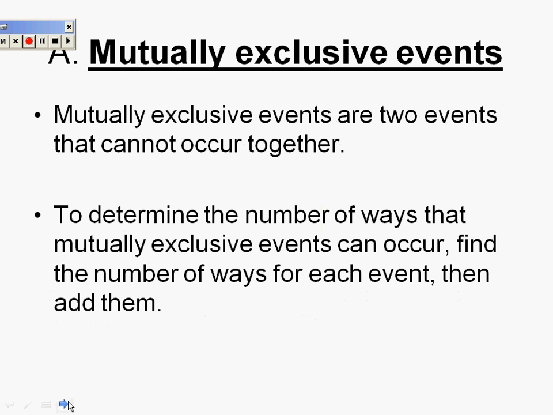You guys have this written down in the notes I printed out for you. Mutually exclusive events are 2 events that cannot occur together. That was like in the last example I gave you. She could not take both an art and a language class. She had to take 1 or the other. And then to determine the number of ways that mutually exclusive events can occur, find the number of ways for each event and then add them. And that's what we did.